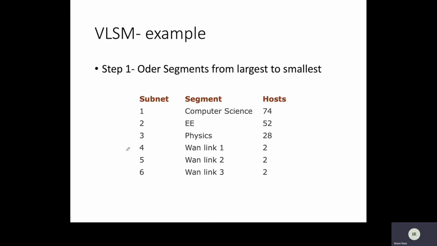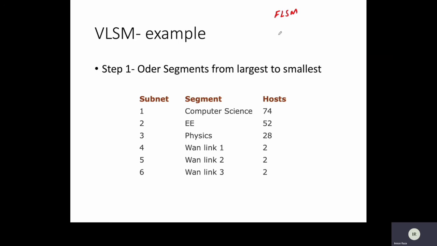So how many subnets are there? 6, right? And what is the maximum host requirement? For computer science, 74. If I ask you to do it using fixed length subnet masking, can you do it? You cannot. We can have a quick calculation. How many subnets are required? 6. How many bits need to be borrowed? 3. So okay, we can create 6 subnets.